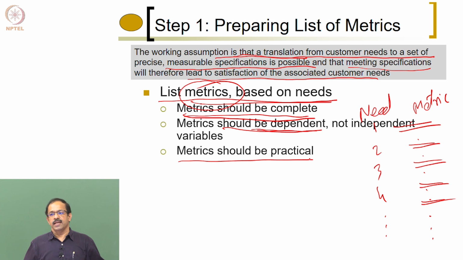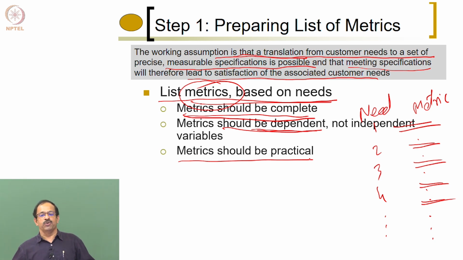When you say practical, it means that you should be able to measure it practically. Something which you cannot measure, or there is no way to measure it easily, should not be used as a metric. For example, weight is a practical metric. You can actually measure it very easily. Surface finish can be measured to some extent.